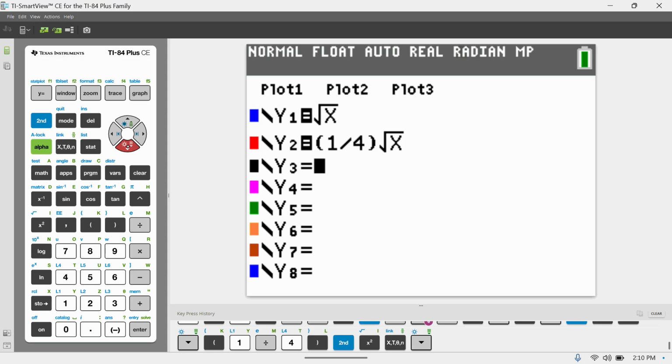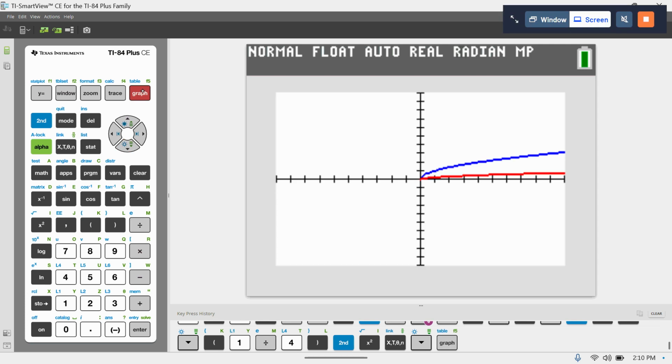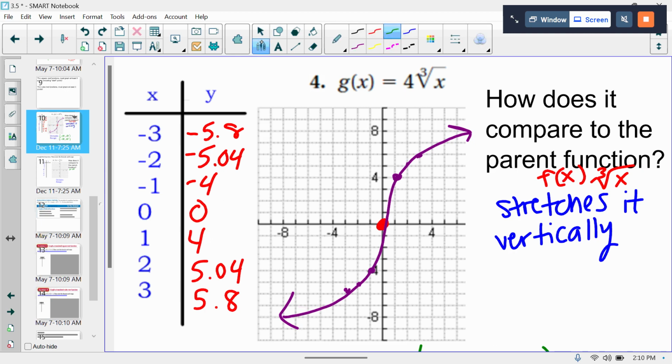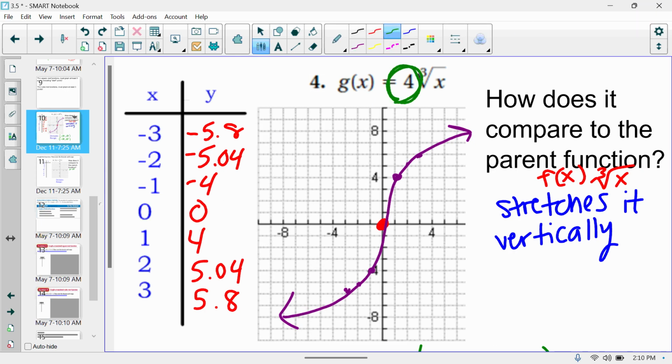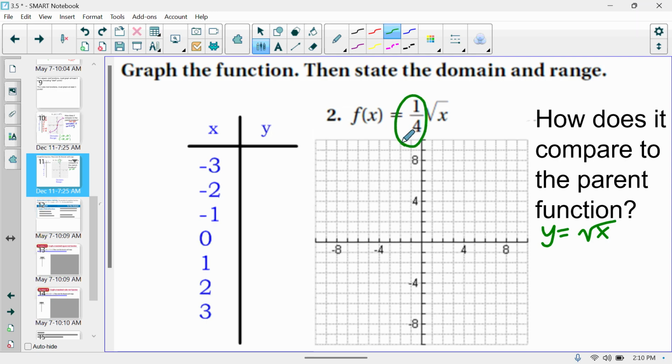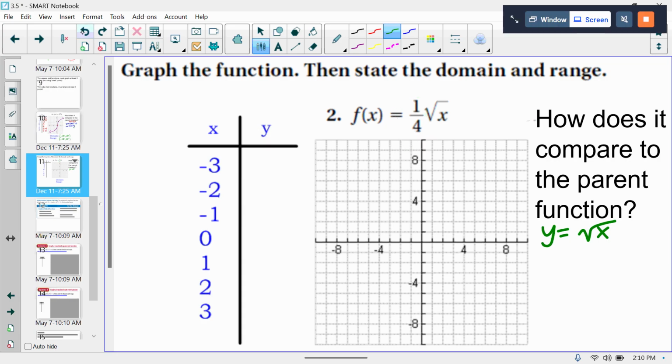So again, when I hit graph, keep in mind it's going to graph the parent function in blue and the new one in red. See how it shrunk it down this time? Remember how the last one stretched it out. So what's going to happen is if this number right here is greater than 1, it's going to stretch it out. If it's between 0 and 1, like 1/4 or 1/2 or 0.7, anything that is between 0 and 1 is going to shrink it vertically.